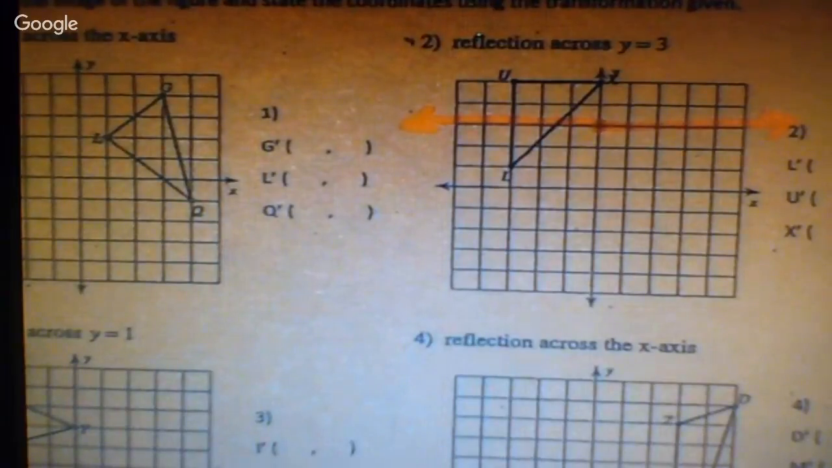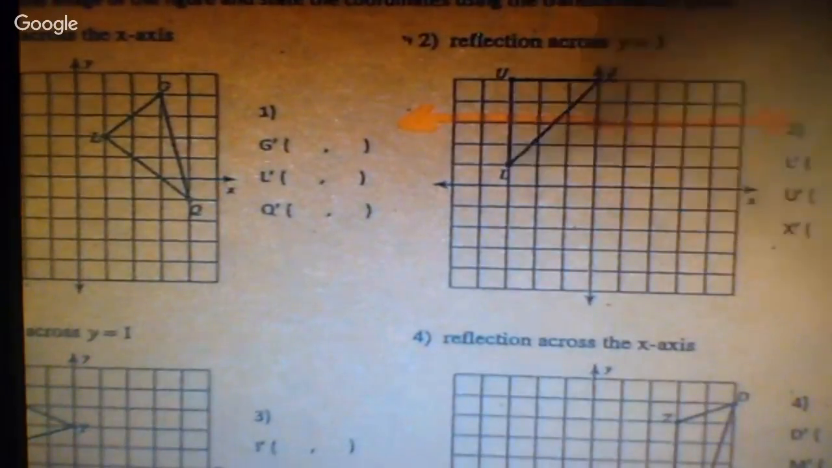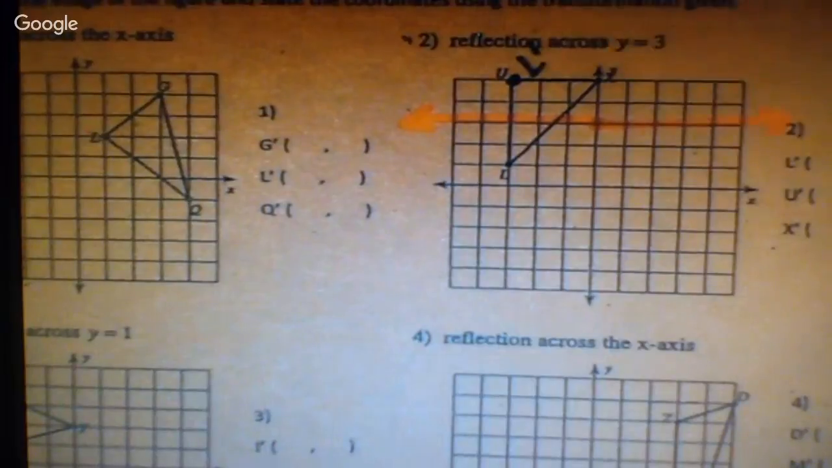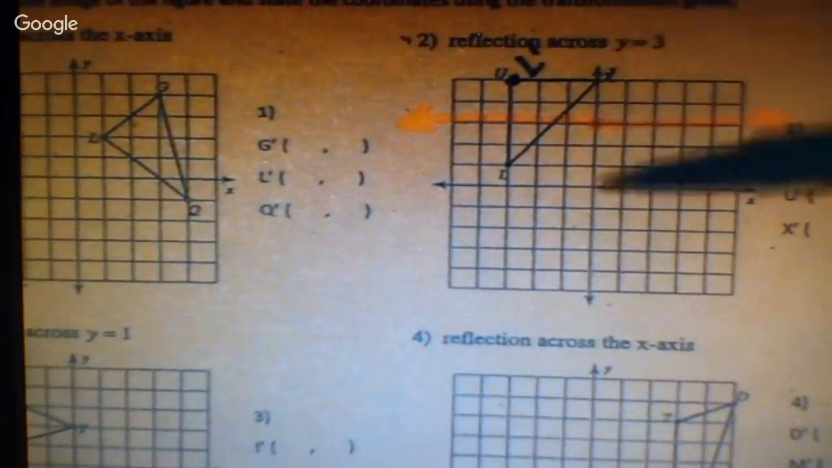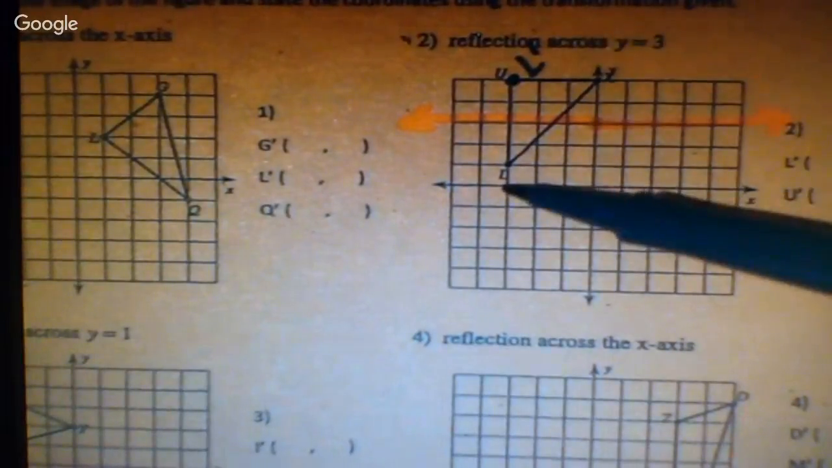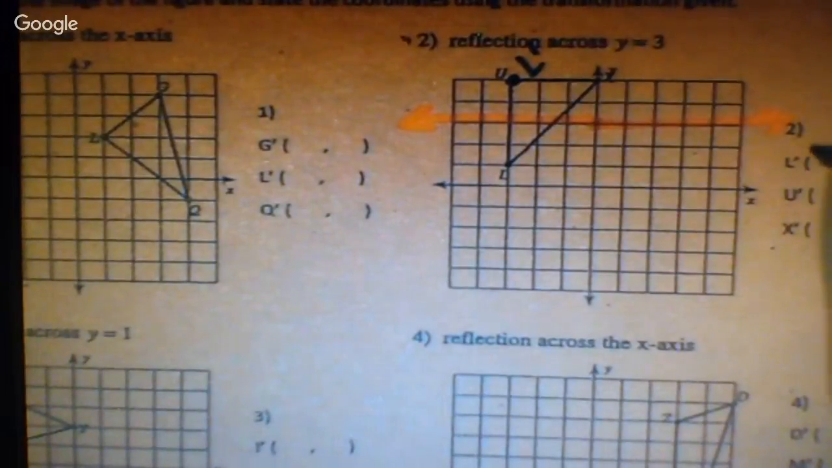Okay. So now you need to count. L is 2 spaces below this line, so the new point is 2 spaces above. So it goes here. This is L prime. What point is this? What's the coordinates? -3, comma 5. So this is -3, comma positive 5.